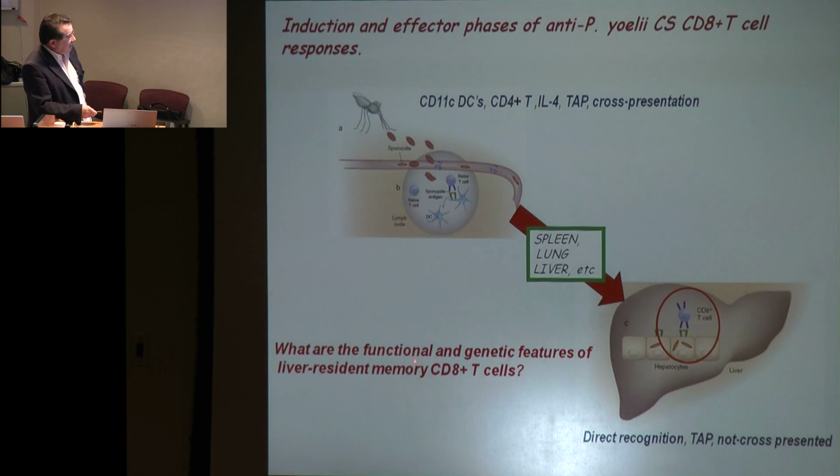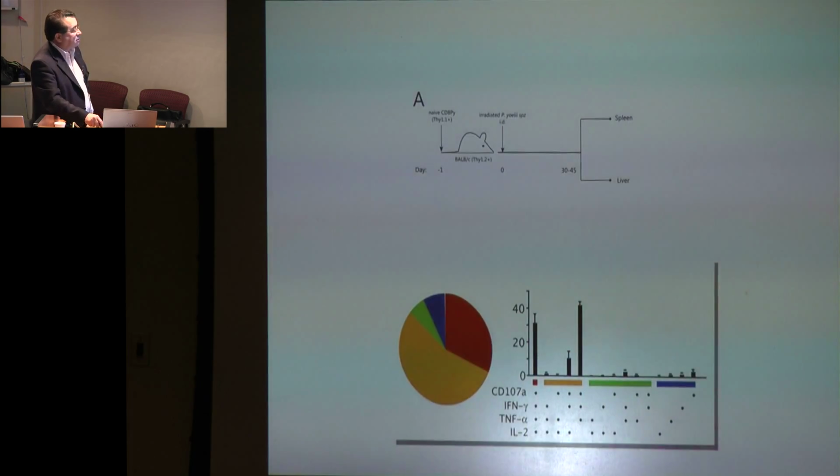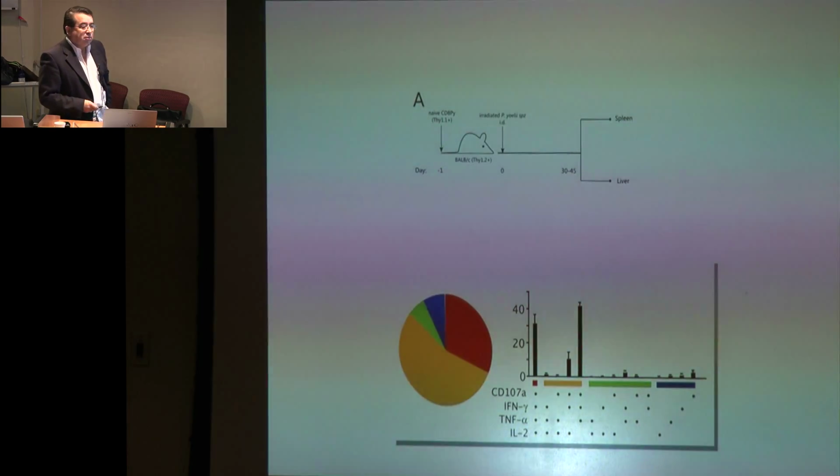because they acquire the characteristic of memory cell, they go and sit there. Now, we have been interested in trying to understand what are the functional and genetic features of this cell. What is unique about these cells which decide to live in the liver and not in the spleen, for instance? The first thing is the functional properties.